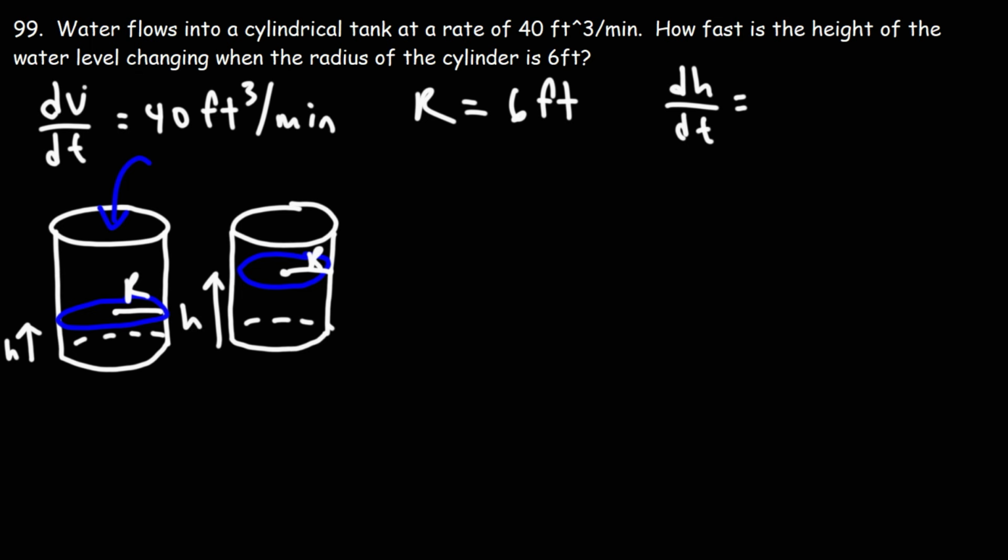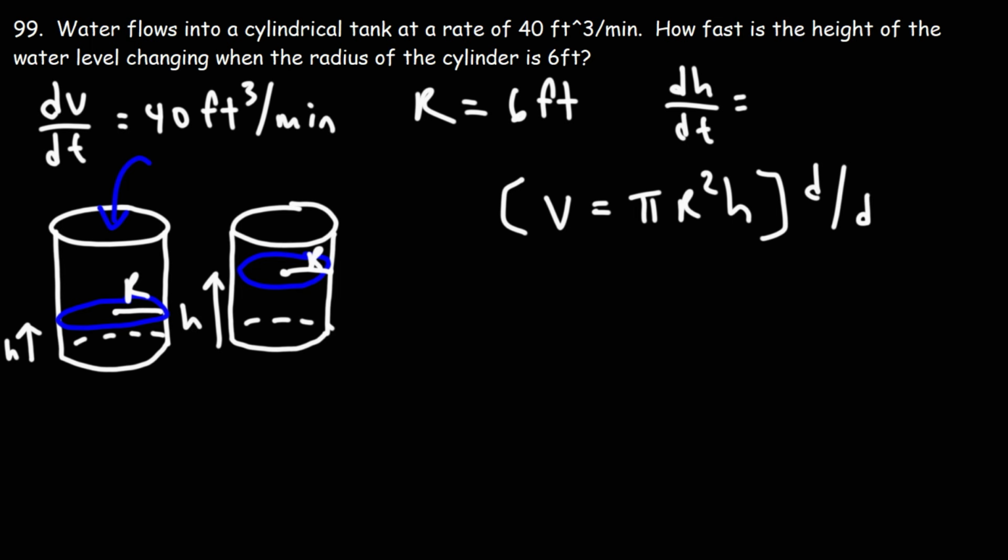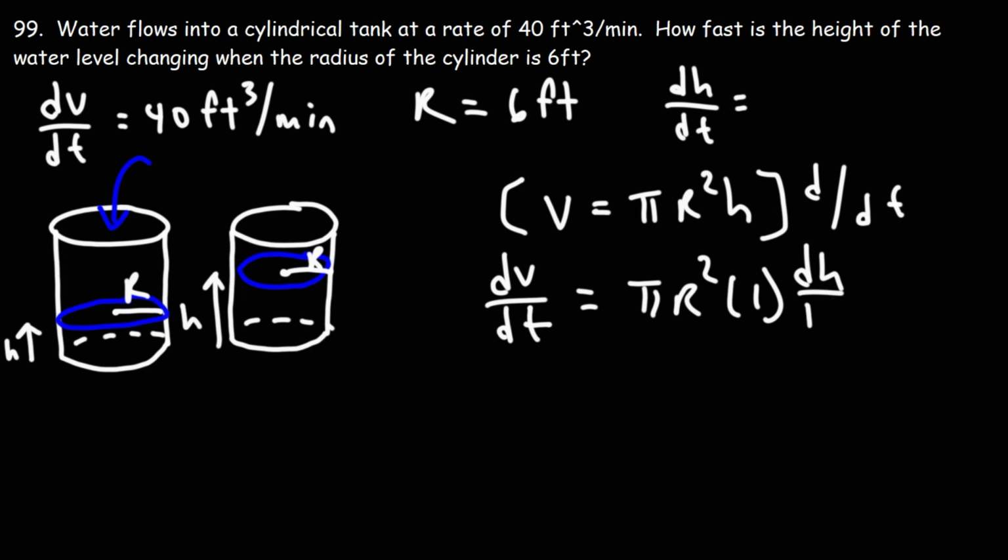Now, because we have the volume flow rate, we need to start with the volume formula of a cylinder, and that's pi r squared times h. So let's go ahead and find the derivative with respect to t. The derivative of V is 1 times dV/dt. R squared is a constant, so we can just rewrite pi r squared. The derivative of h is 1 times dH/dt.